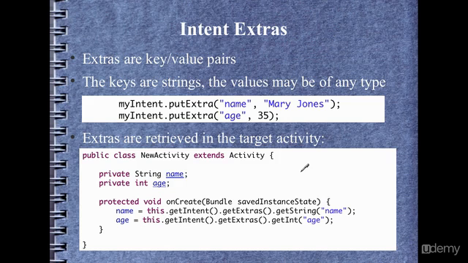And then in the target activity, we're going to get the extras. So here we have a new activity, extending activity. We've set up two private properties, the string for a name and the int for an age. And then in onCreate, we pull the extras by using this dot getIntent dot getExtras dot getString, and then we use the key, and that will give us back the value.